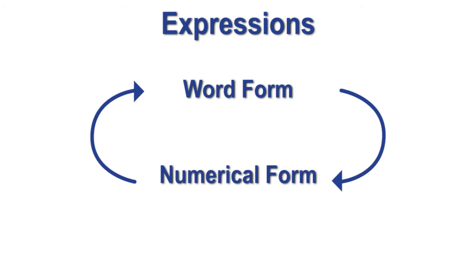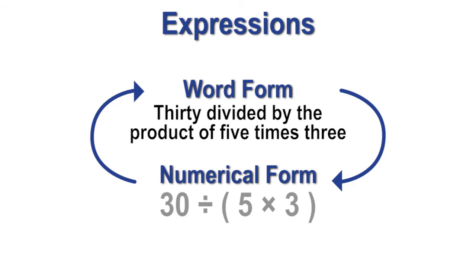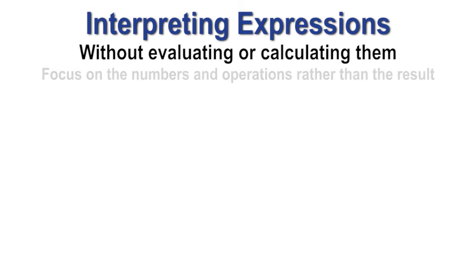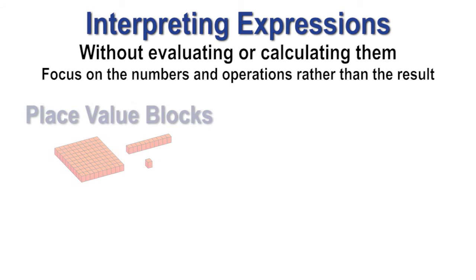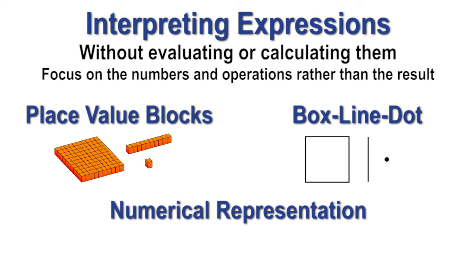Students will be asked to write expressions given in word form numerically and vice versa. For example, 30 divided by the product of 5 times 3. Numerically, it is represented like this. Students will also be asked to interpret expressions without evaluating or calculating them. This is because it encourages the students to focus on the numbers and operations in the expression rather than on the result. Students will use a variety of models, such as place value blocks and the box line dot method, to represent the expressions and equations. They will also use numerical representation.